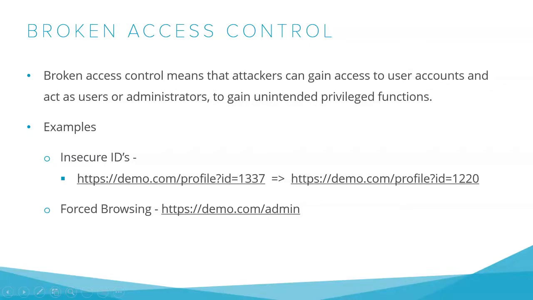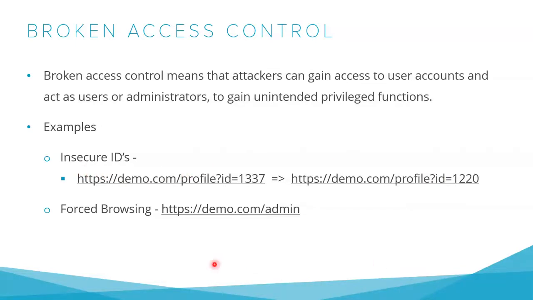Let us understand broken access control with the help of examples. The first example is use of insecure IDs. Assuming I am logged in to a website and my user ID is 1337. When I go to my own profile page, the URL will look something like this. This page might contain sensitive data which no other user should ideally see. But if I replace this ID with another user's ID, and if the web server is not configured properly, then I would get to see the profile page of another user along with all its sensitive data. This was an example of use of insecure IDs.